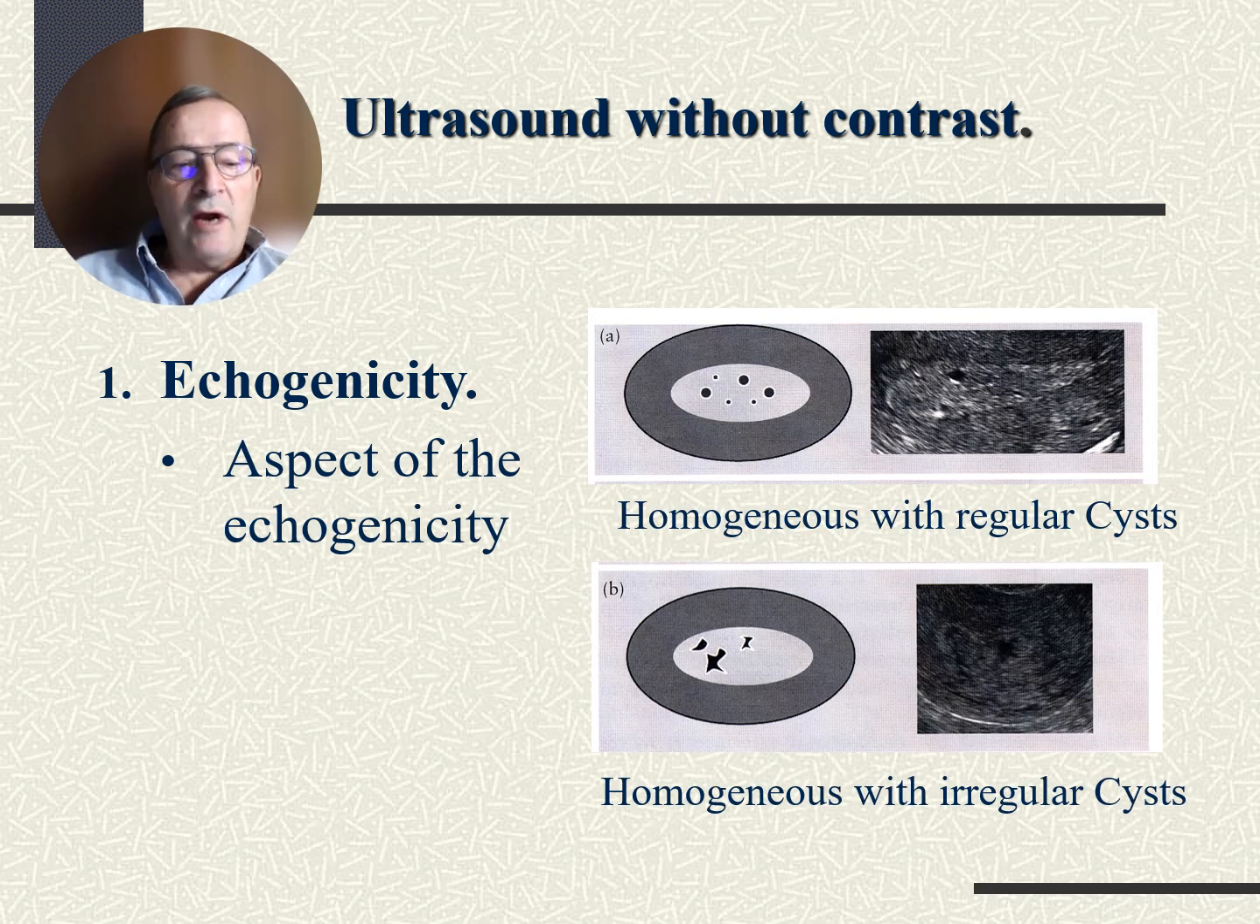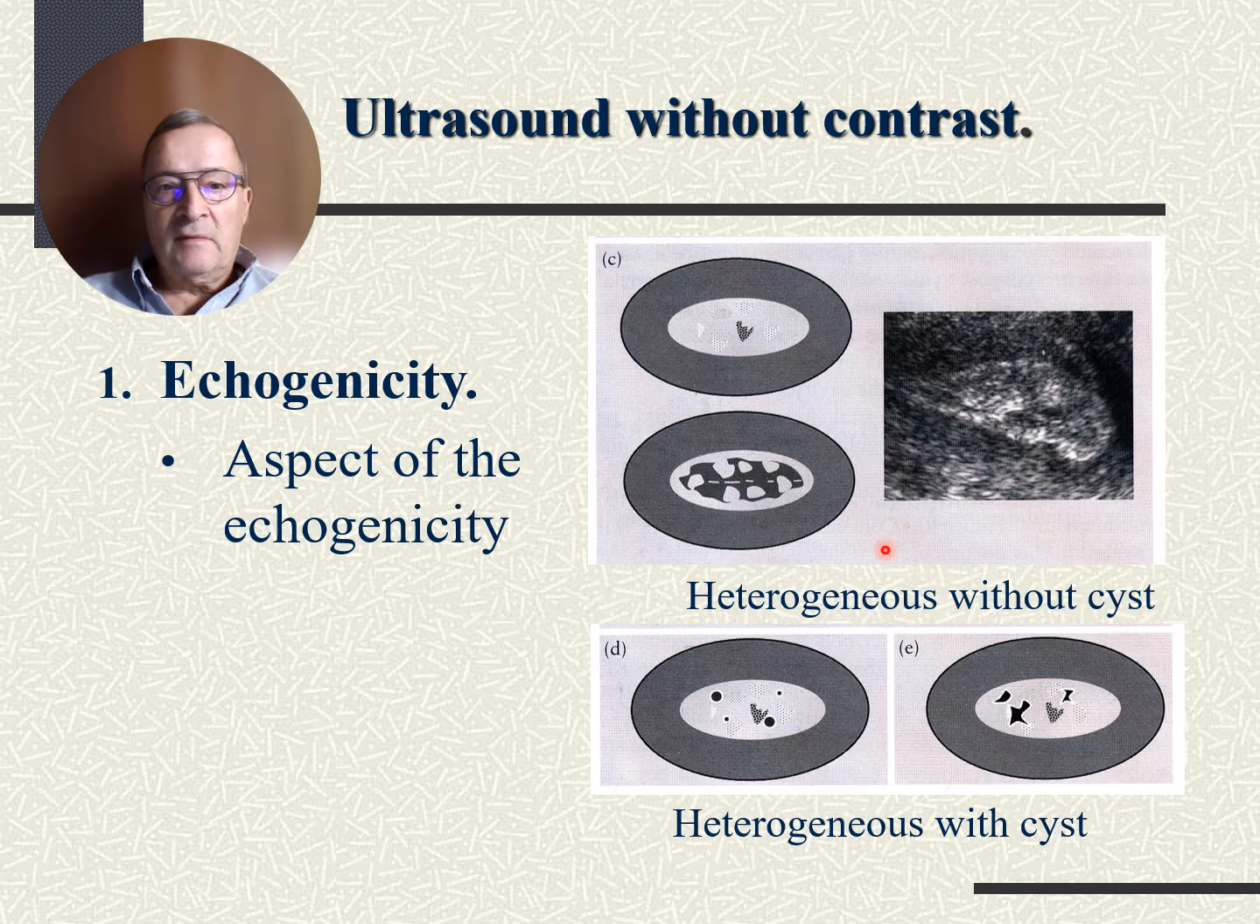We will then describe the appearance of this echogenicity, and it can be homogeneous with regular cysts, like in this example, or homogeneous with irregular cysts. This endometrium can be heterogeneous without cysts, like in this example, or heterogeneous with small cysts inside the endometrium.